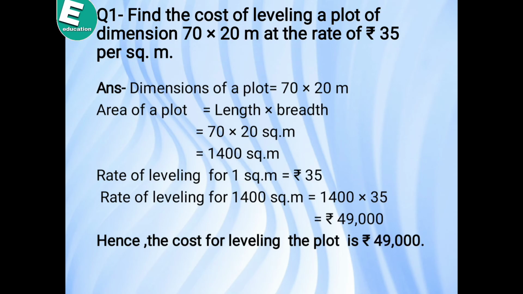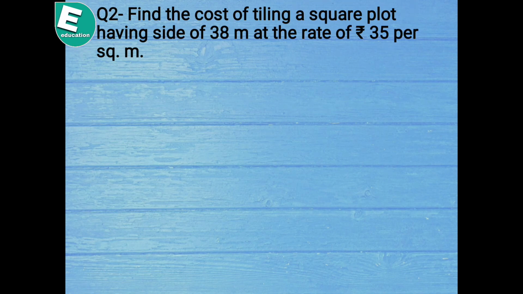Second question. Find the cost of tiling a square plot having a side of 38 meter at the rate of rupees 35 per square meter. Given side of a square plot is 38 meter, and we have to find the cost of tiling a square plot at a rate of rupees 35 per square meter.